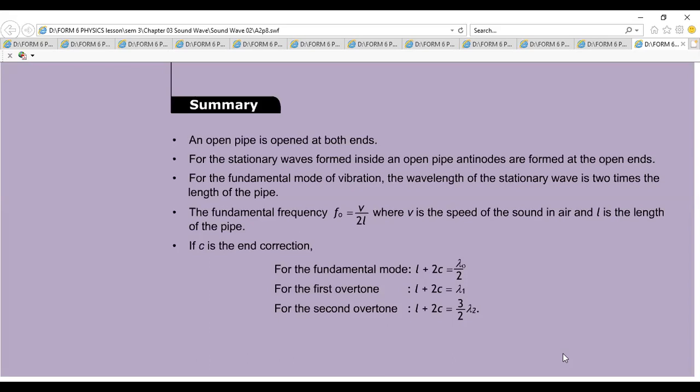If C is the end correction, for the fundamental mode, L plus 2C equal to lambda naught over 2. For the first overtone, L plus 2C equal to lambda 1. For the second overtone, L plus 2C equal to 3 over 2 lambda 2. If C is not considered, this means that I cannot consider the end correction, L equal to lambda naught over 2. First overtone, L equal to lambda 1. For the second overtone, L equal to 3 over 2 lambda 2.